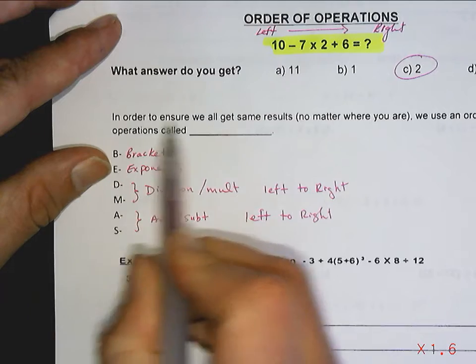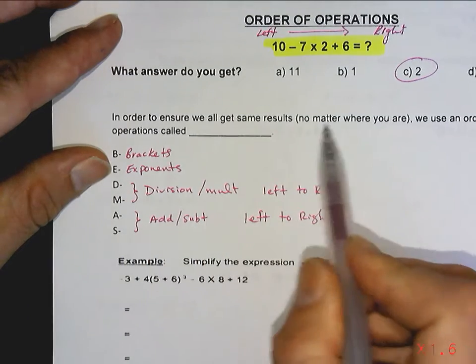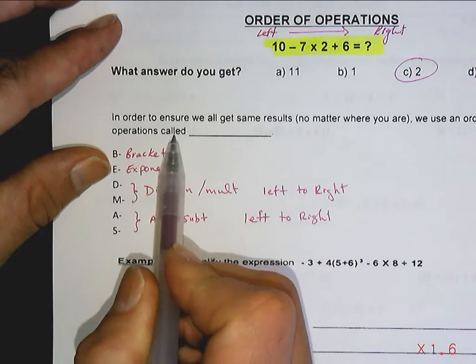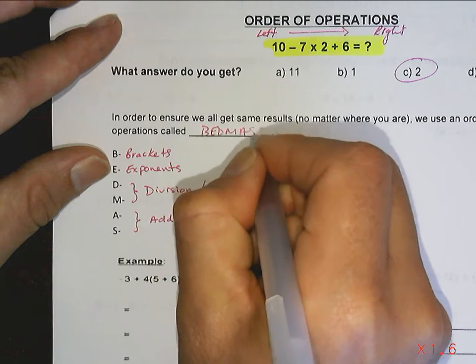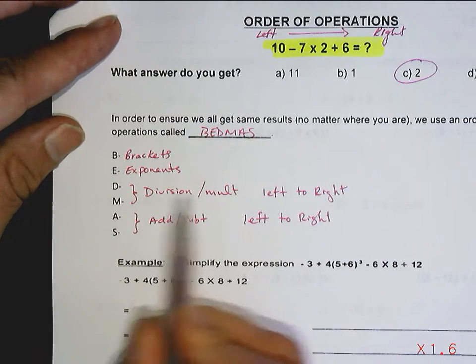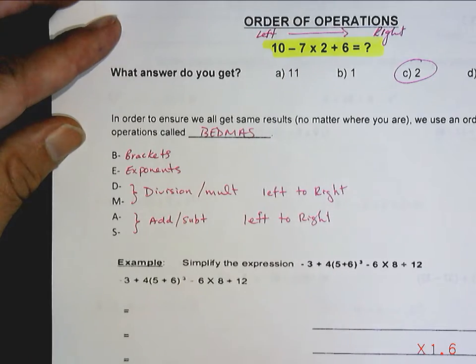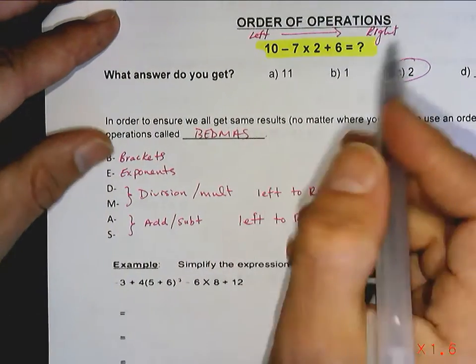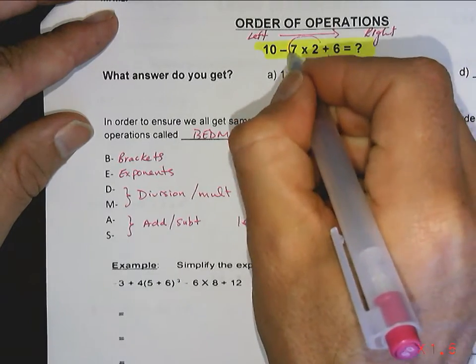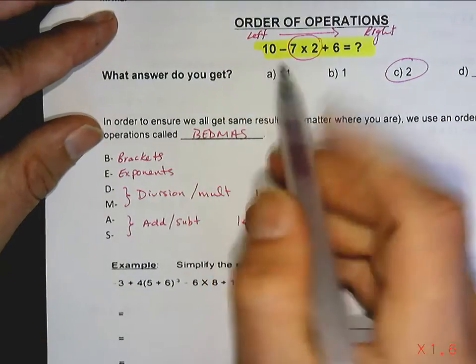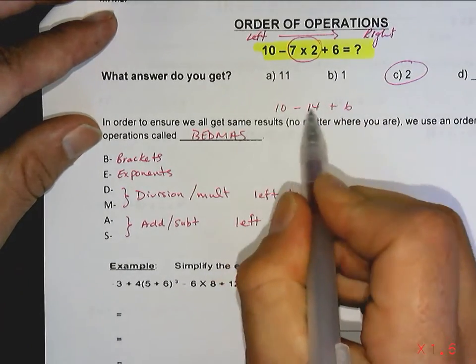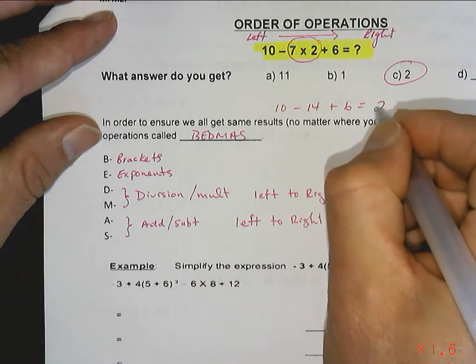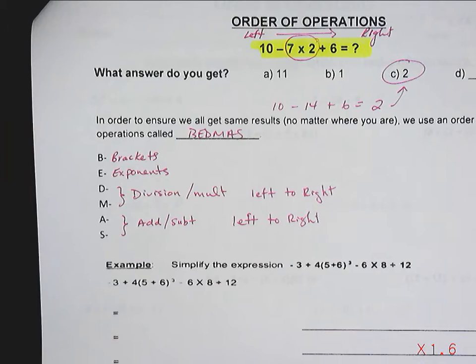So, in order to ensure that we all get the same results, no matter where you are, we use the order of operations called BEDMAS. And that's what it stands for: brackets, exponents, division and multiplication, addition and subtraction. So, using that, how would you do this question? Well, you have to start with the multiplication. So that's actually 10 subtract 14 plus 6, which is negative 4 plus 6 is 2, which gives us our answer of 2. And you only get the right answer if you use the order of operations.